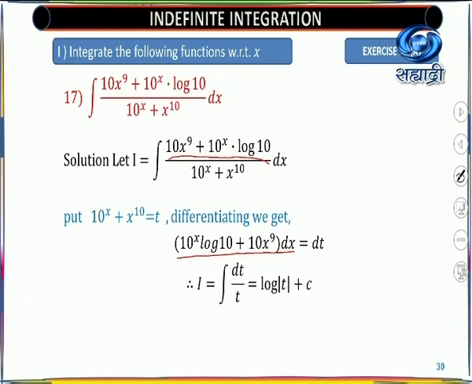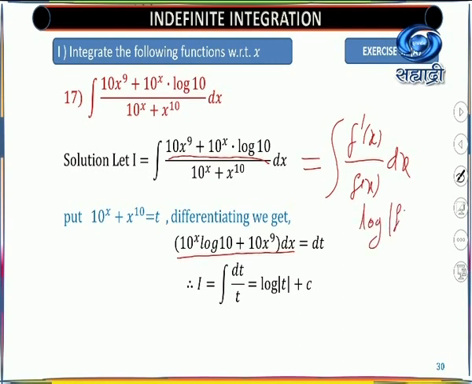So your function becomes integral dt upon t, which is log of mod t plus constant of integration. Directly you are also able to write this as f dash of x upon f x. That means this also you are able to use, because directly this is a derivative. So you are able to write this as log of mod of f x plus constant of integration.